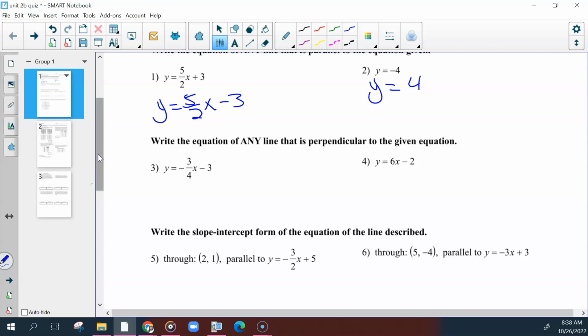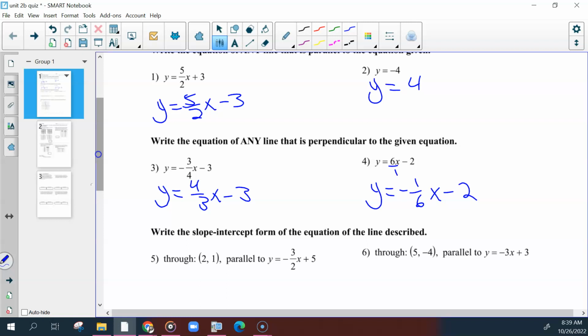For number 3 and 4, you had to find perpendicular equations. So flip the slope, and if it's already negative, make it positive, and vice versa. And then you can put the same y-intercept, or a different one, it doesn't matter. And then for 4, same thing. Remember that all whole numbers are over 1, so take that, flip it. This was positive, make it negative. Keep the y-intercept the same, change it, doesn't matter. Okay, questions on that section?